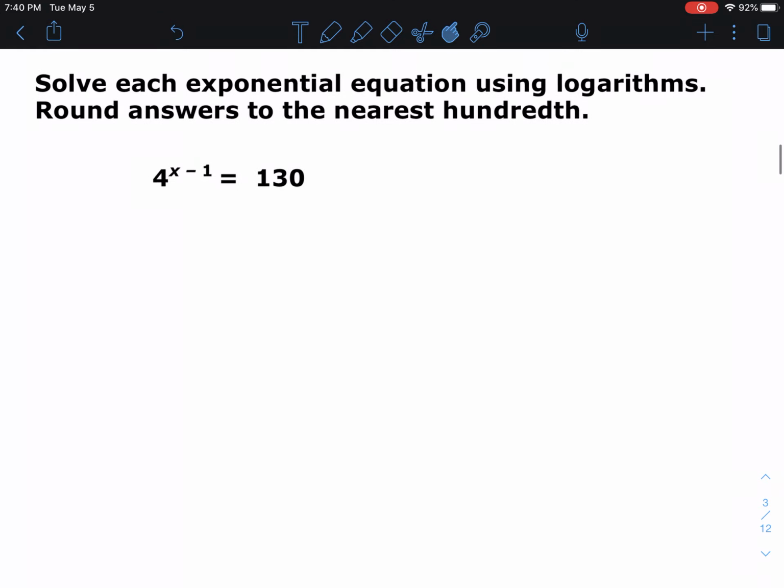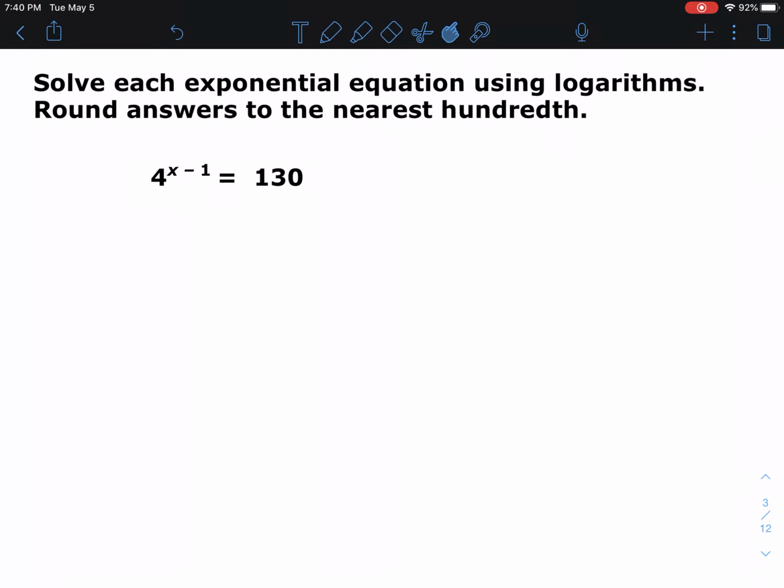We're going to solve this problem right here. It says solve each exponential equation using logarithms, round your answer to the nearest hundredth. You can see here I have an exponential equation. Before you begin, see if they're simplified. And if they are, then you can go ahead and try to use some of your logarithmic skills. So this one, there's nothing else I can do to this equation, so I can convert this to a logarithm.